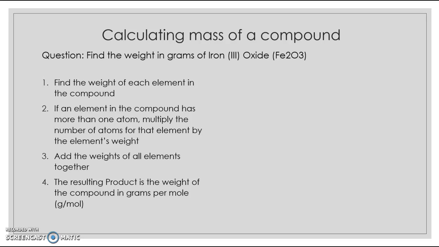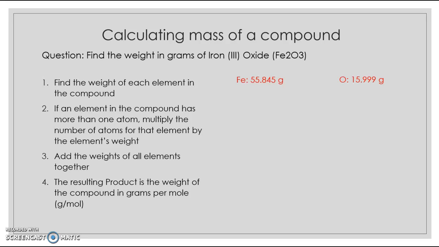So now we're going to do an example problem: to find the weight in grams of iron(III) oxide, or Fe2O3. So first, we're going to find the weight of each element. For iron, it is 55.845 grams per mole, or atom. For oxygen, its weight is 15.999 grams per mole.